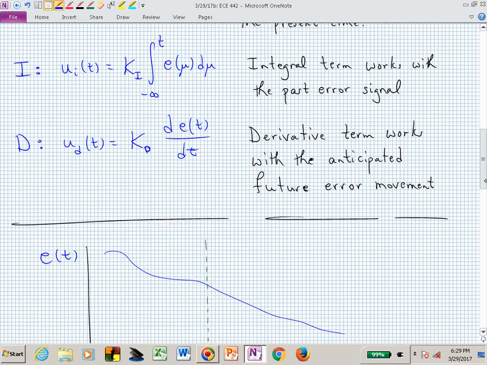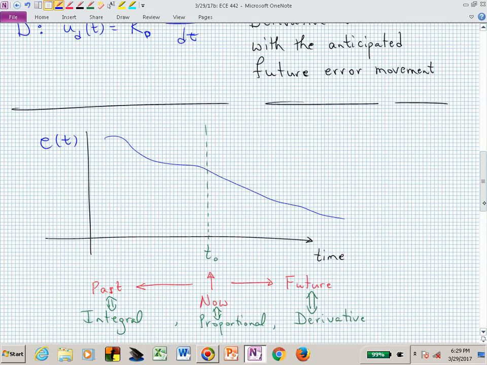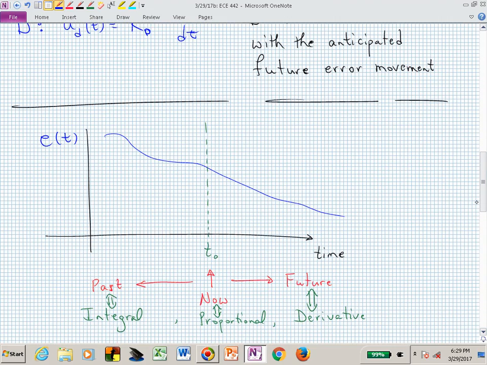That's the idea. And here's another way of maybe looking at that. Suppose that our error signal is shrinking. That's what we would prefer, right? We would like the output to be getting closer to the reference input, so we would like our error signal to be shrinking. But these different pieces, the proportional, integral, and derivative piece, are working relative to the present, or the now. The now piece is the proportional piece.